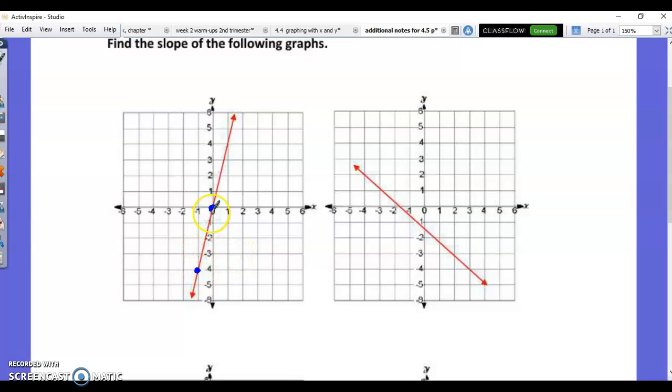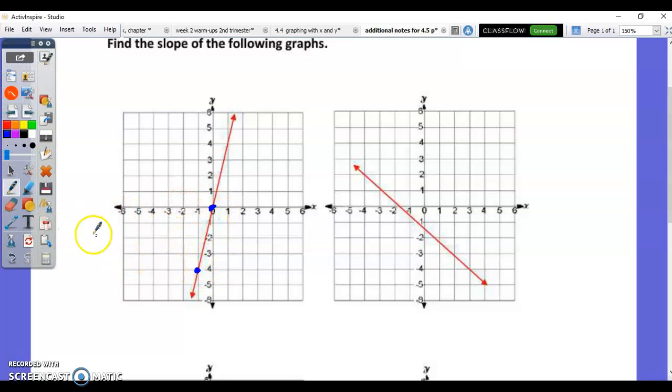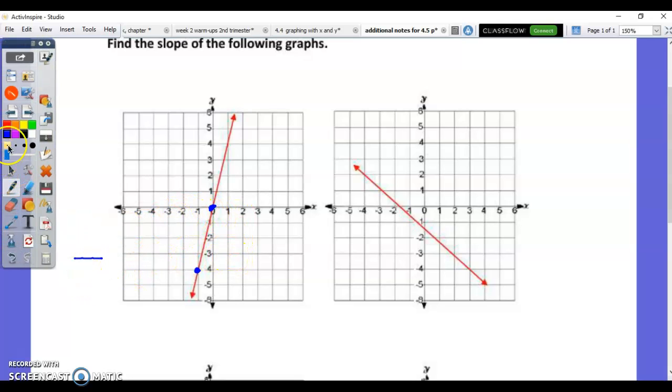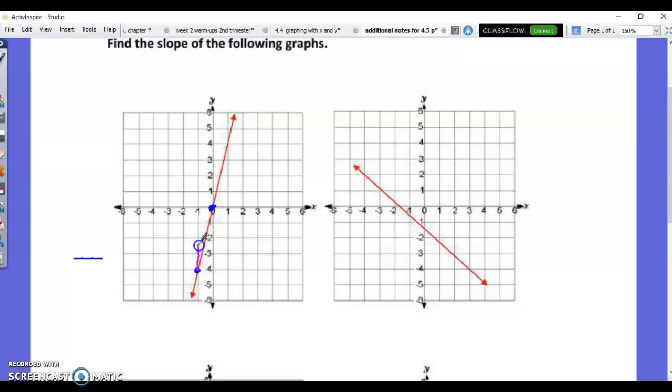Now I need to count from this point to this point, only using straight lines, either up or down or left and right. So the top number of my fraction is going to be the amount of spaces that I move up, or down, I guess I should say, and the bottom number is going to be the amount of spaces that I move left or right. So if I go from this dot up, I'm going to go up how many spaces? 1, 2, 3, 4. So my top number of that fraction is 4, and it's positive because I went up. Then I can go to the right 1, so it's a positive 1 for my denominator. All right, so my slope for this problem is just that, 4 over 1.